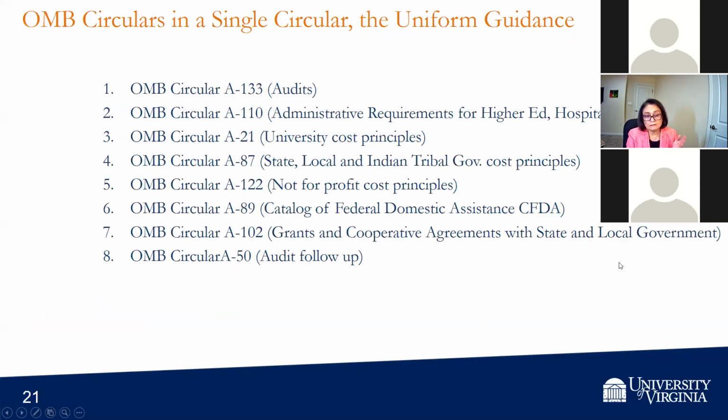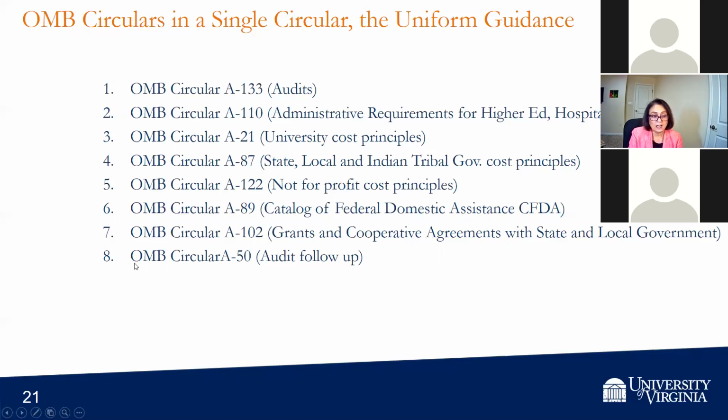Now, the Uniform Guidance was created out of 8 different OMB circulars, and these are the different OMB circulars that got incorporated into one single circular. Number 2 is A-110. Number 3 is A-21. These are the ones that used to apply to us, to the universities.